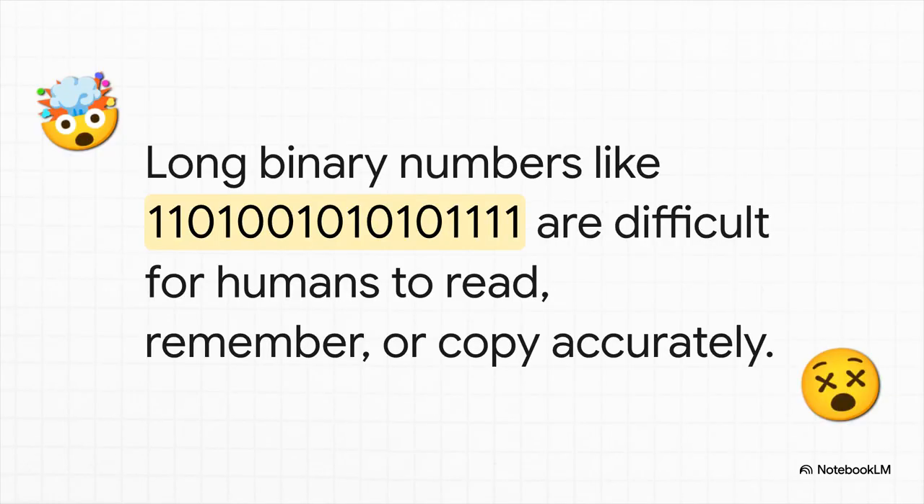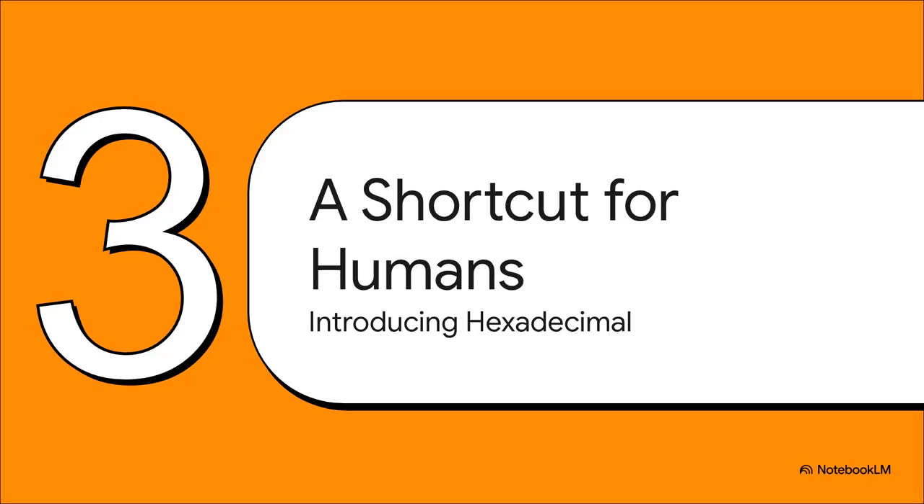Now, for a machine, this system is perfect. It's logical, it's efficient. But for us, for a human, trying to read or write, or even just remember a long string of ones and zeros like that one on screen, it's an absolute nightmare. You're just asking for a mistake. So this is where human ingenuity really shines. Faced with this wall of ones and zeros, computer scientists came up with a totally brilliant shorthand to make this binary language way easier for us people to read and work with.